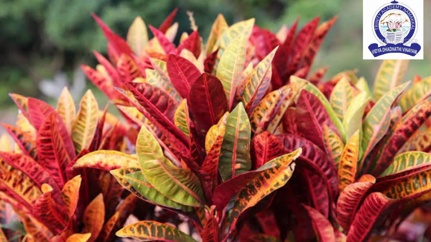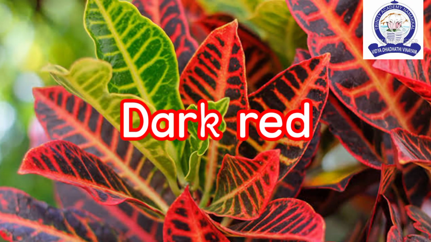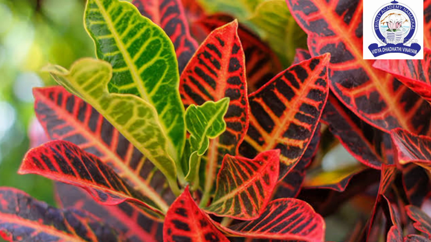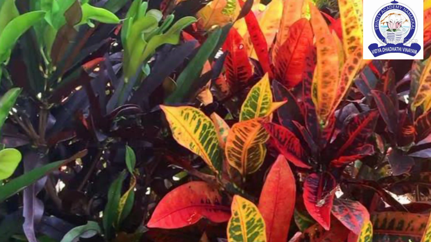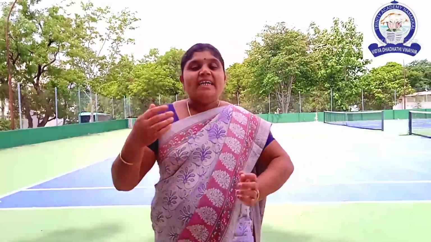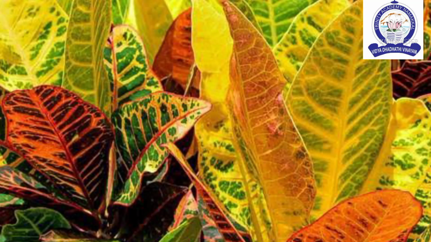The leaves of some plants like the croton have chlorophyll, but they appear dark red. This is because of the presence of a red substance that hides the green chlorophyll. Does photosynthesis take place in such leaves? Yes, it does, because chlorophyll is present.